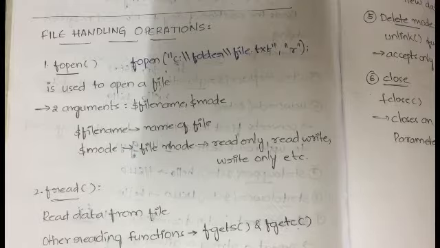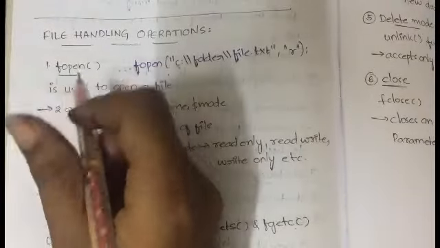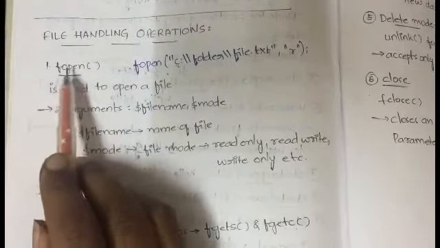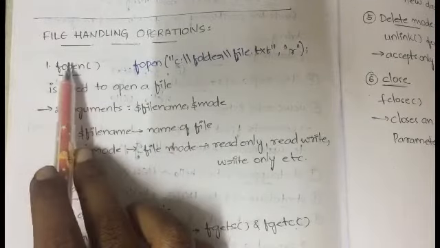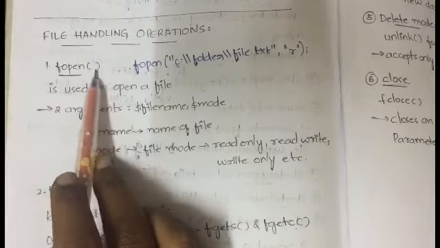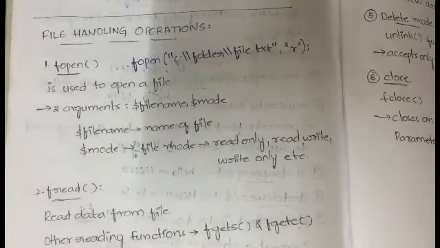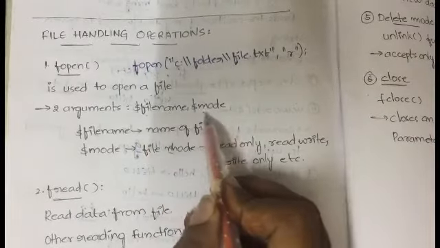Now we will see about file handling operations. We have a total of 6 operations we are going to learn in this video, and the first one is fopen. The fopen function is used to open a file. You have to simply write fopen, and in the brackets you have to give two arguments. Number one is the file name and number two is the mode.